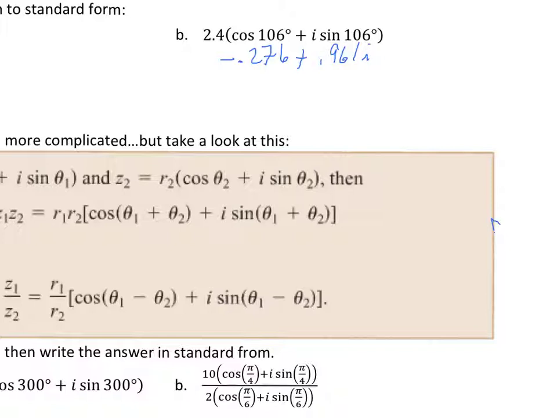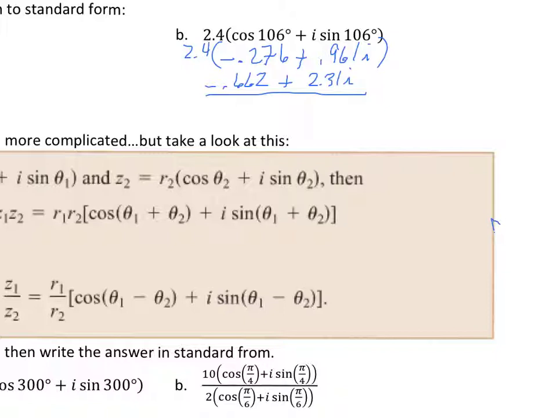0.961 i, and times each of those by 2.4. We're going to distribute our 2.4. The first one's negative 0.662. This one's 2.31. Excellent. There's standard form right there for that.